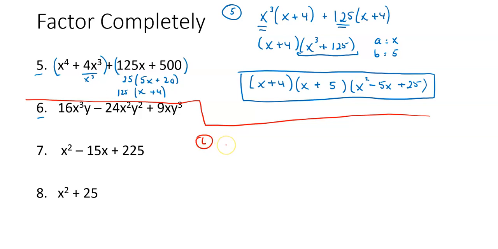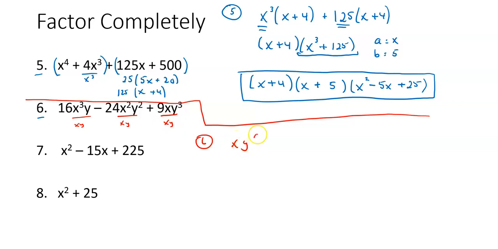All right, for number 6, let's look at that 16, the 24, and the 9. Any common factors between 16, 24, and 9? I don't see any. The 24 and the 9 both have 3s. The 16 and the 24 both have 8s and 4s and 2s, but nothing seems to overlap. So now let's look at the variables. I have at least one x and one y in each of those terms. So I'm going to divide through by xy, pull it on the outside.